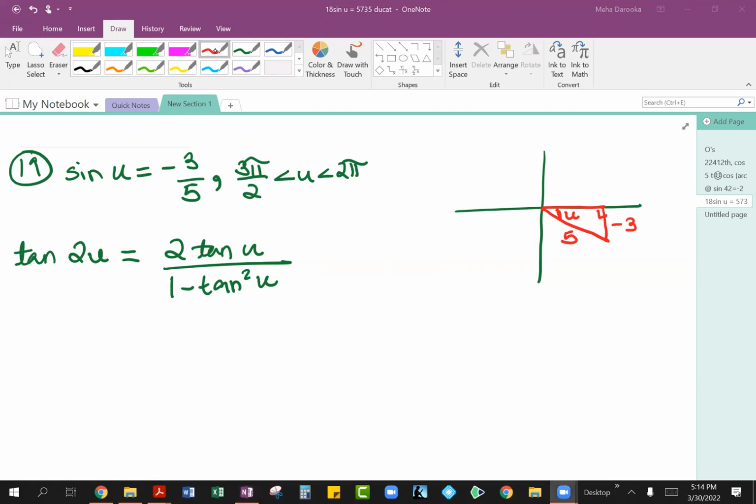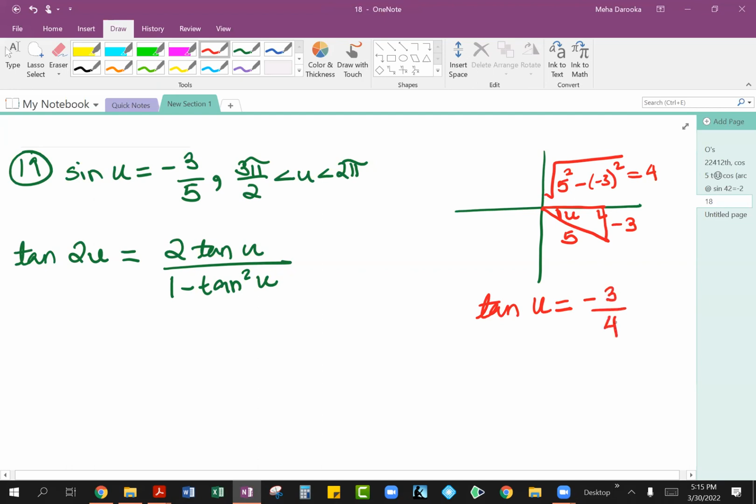Okay, let's see, Andrew, very nice. So again, you will be doing 5 squared minus -3 squared, which will of course come out to be 25 minus 9, which will give us 16, and square root of 16 will end up giving us 4. So we've got all 3 sides now. And so of course, since you can see in the formula, we need to know what tangent of u is. Remember, tangent is opposite over adjacent. So that would be -3/4.